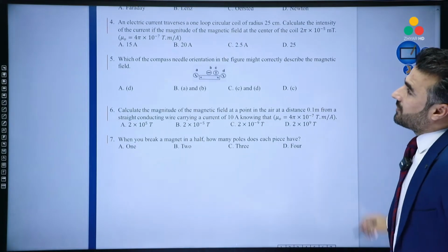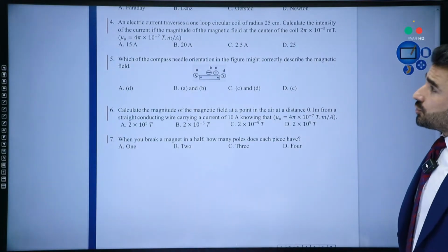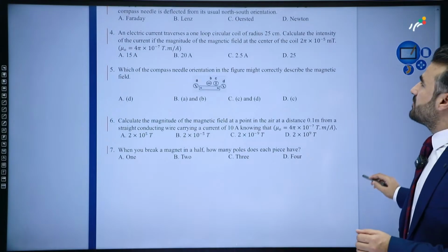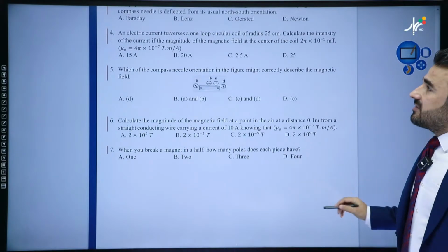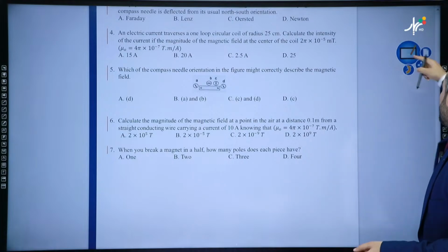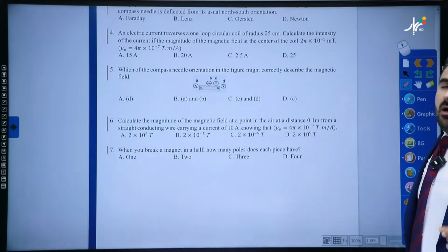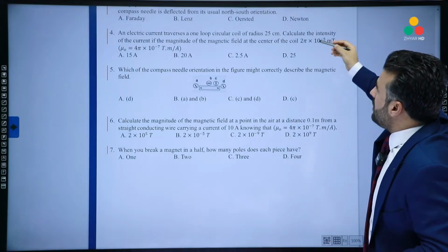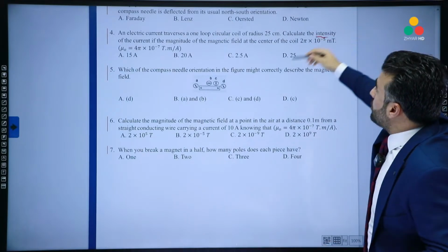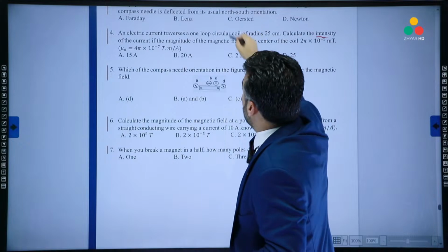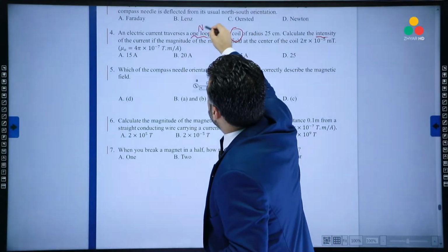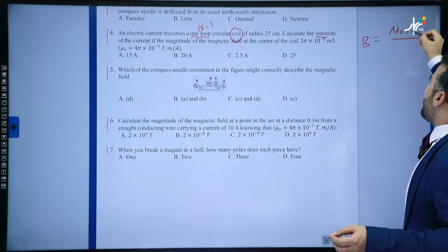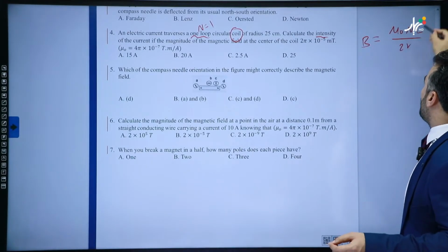What about question 4 here? It says an electric current traverses one loop of a circular coil of radius 25 centimeters. Calculate the intensity of the current if the magnetic field at the center is this much here. So I'll do the equation, you plug in the numbers and tell which one of these is correct. So we want the intensity of the current. Remember, it says for a coil, one loop. So N is 1 and it is for a coil. B equals mu naught N i over 2R.